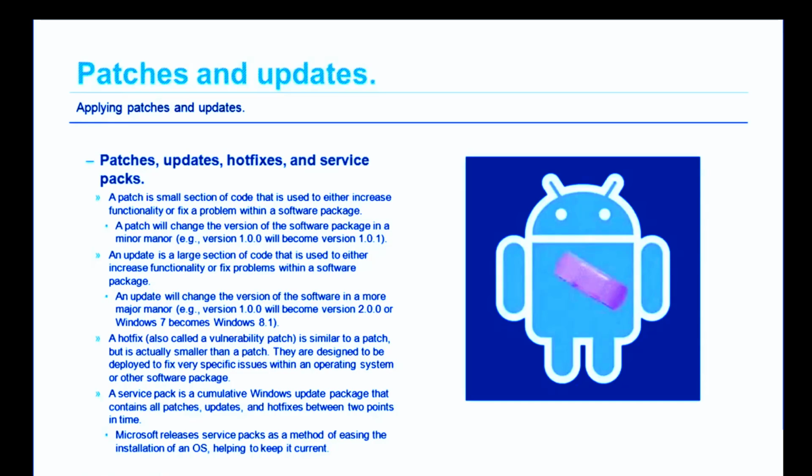A service pack is a cumulative Windows update package that contains all patches, updates, and hotfixes between 2 points of time. Microsoft releases service packs as a method of easing the installation of an operating system, helping to keep it current. You install the operating system and then you install the service pack. That way you don't have to download and install every patch, update, and hotfix.